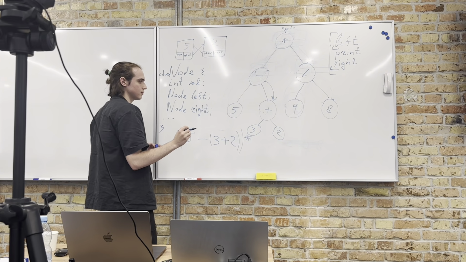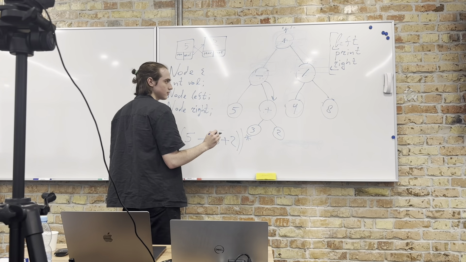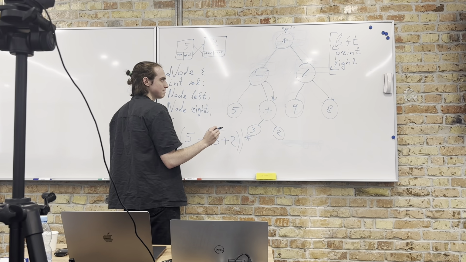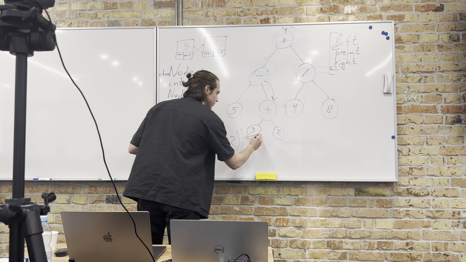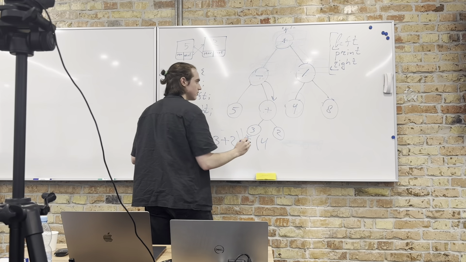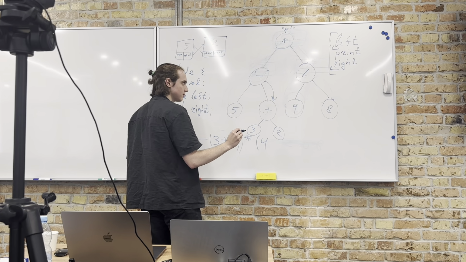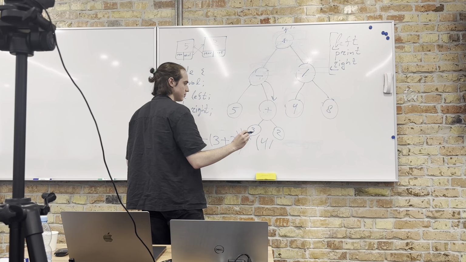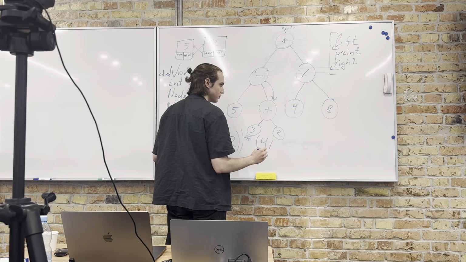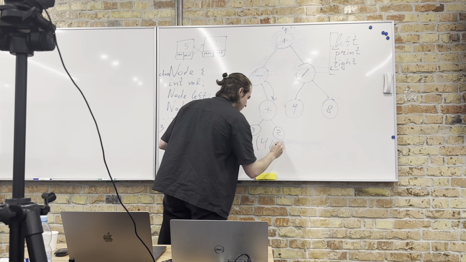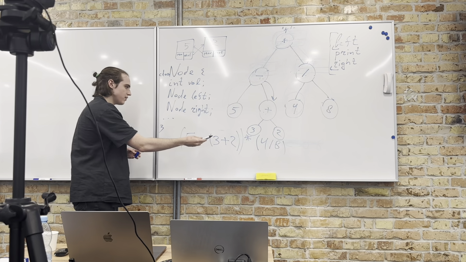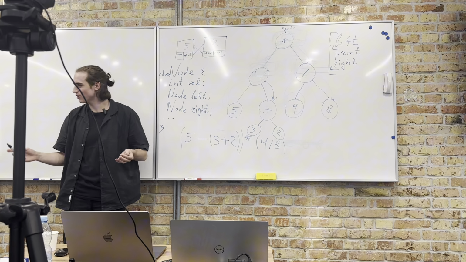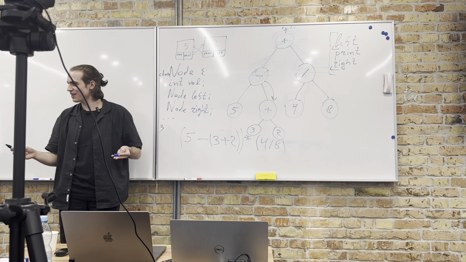Then we go to division. We check left, we have 4. 4 doesn't have left or right, so we print it. We go back to division, we print it, and then we check right. Right doesn't have left, so we print it, and it doesn't have right. And so on. Now we have our arithmetical expression.